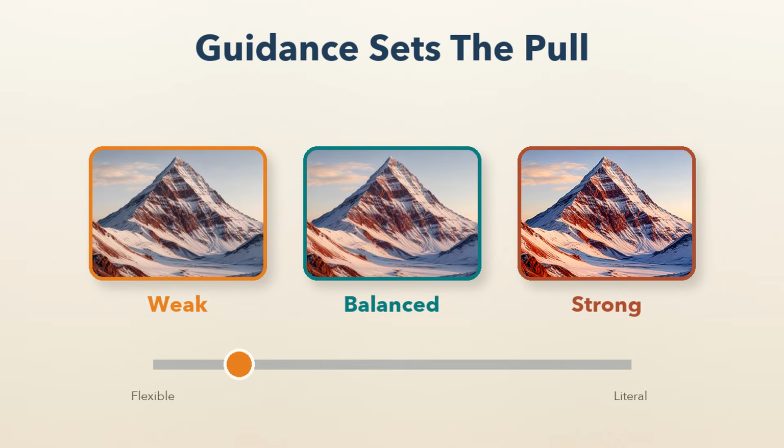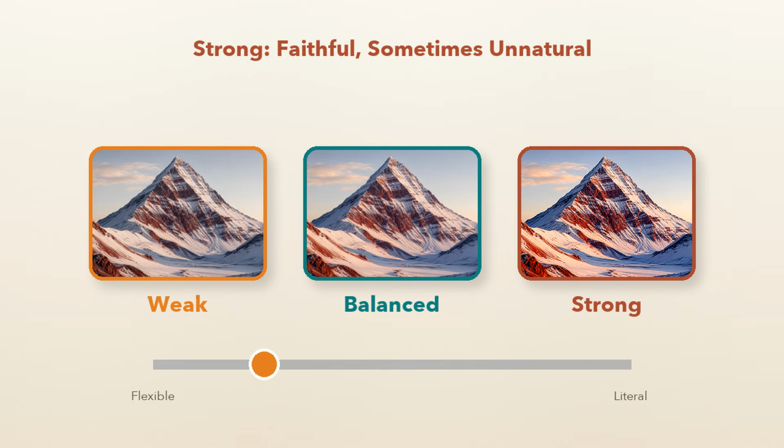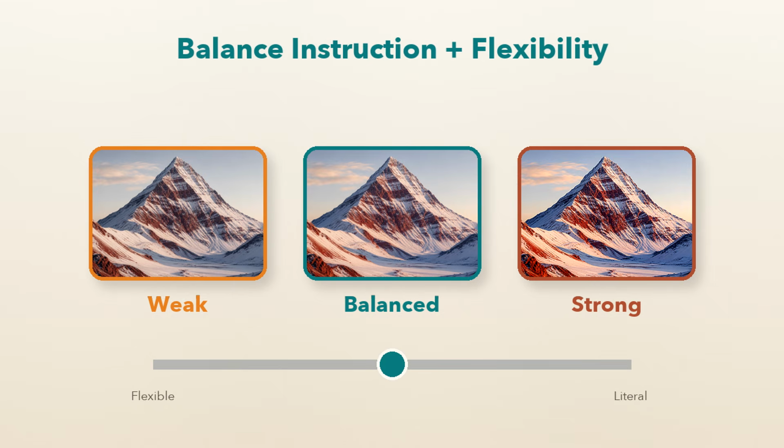Guidance controls how strongly the result follows the prompt. With weak guidance, the image may be creative, but less faithful to the words. With strong guidance, the image follows the prompt more closely, but it may become unnatural or overly sharp. Good generation is often a balance between instruction and flexibility.